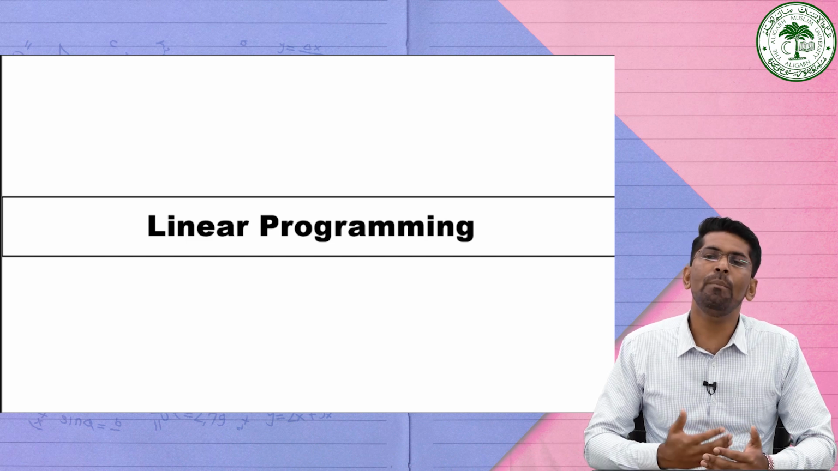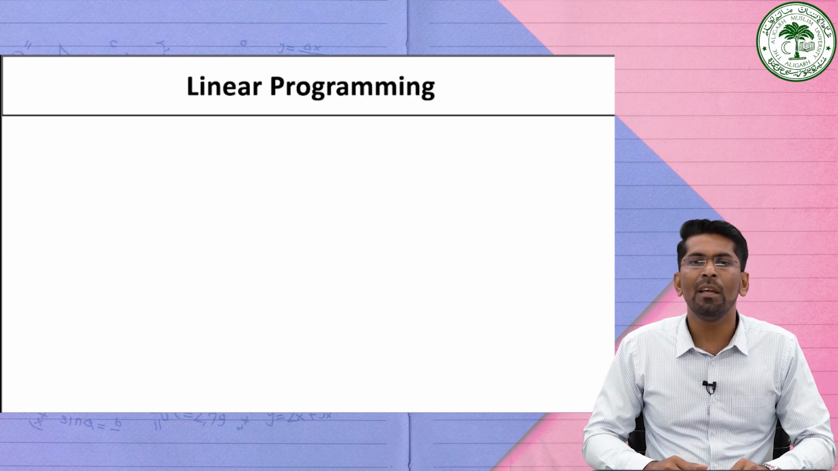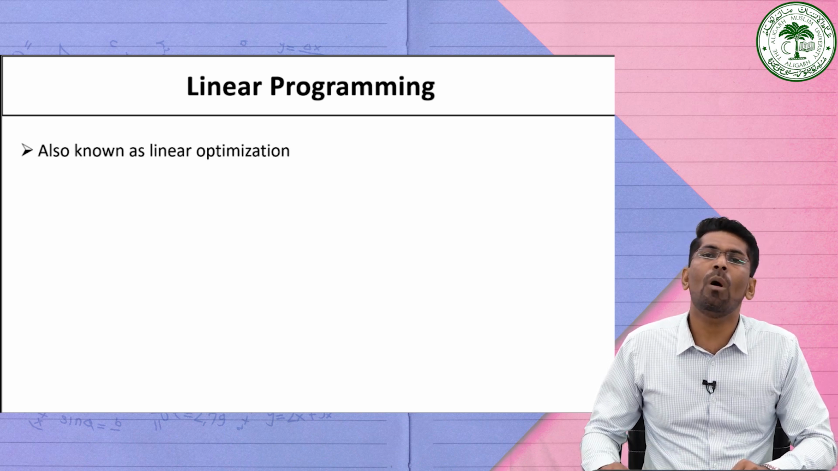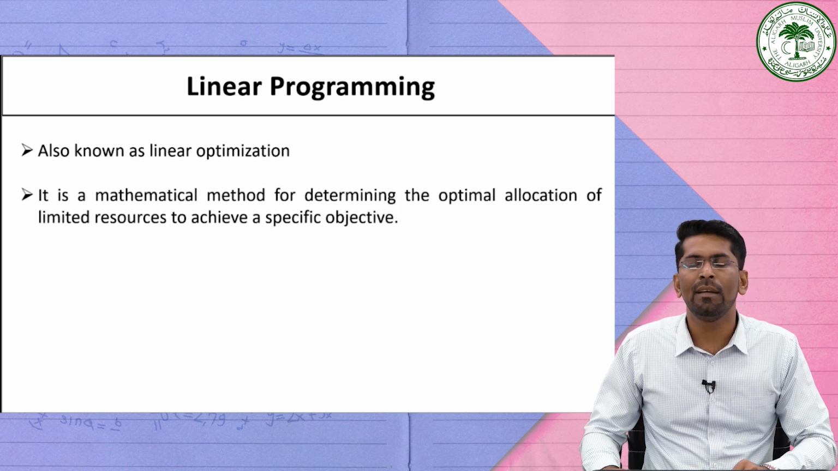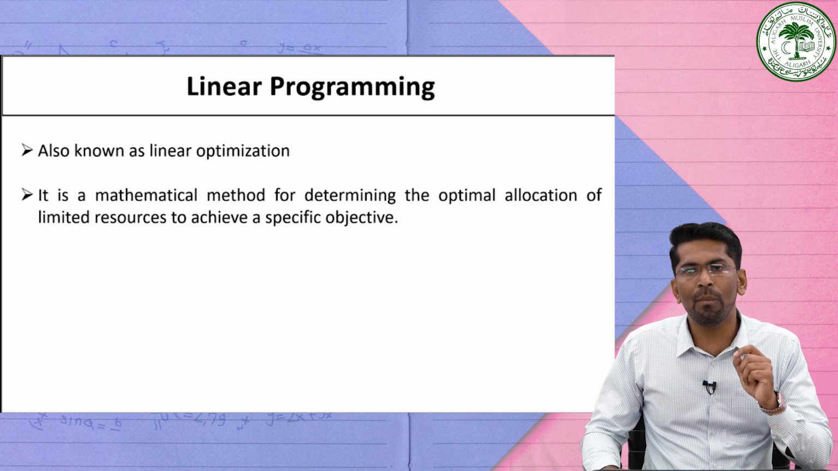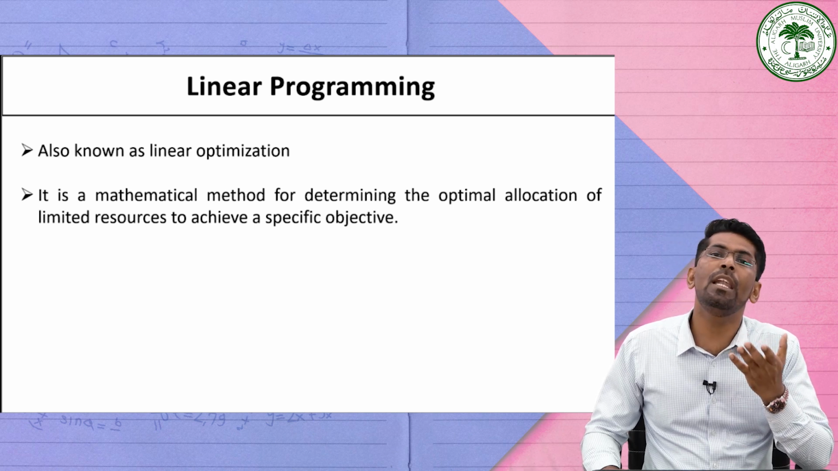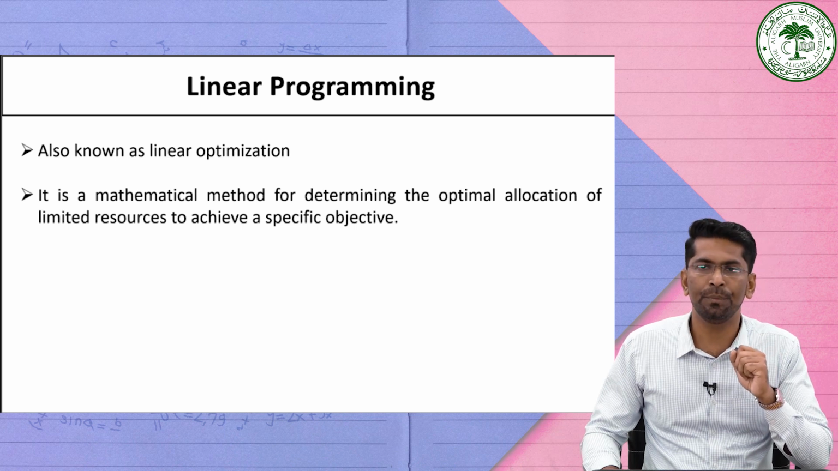Today we are going to introduce a new topic called linear programming. It is a mathematical technique used for optimization of a problem. Linear programming is also known as linear optimization. It is a mathematical method for determining the optimal allocation of limited resources to achieve a specific objective.